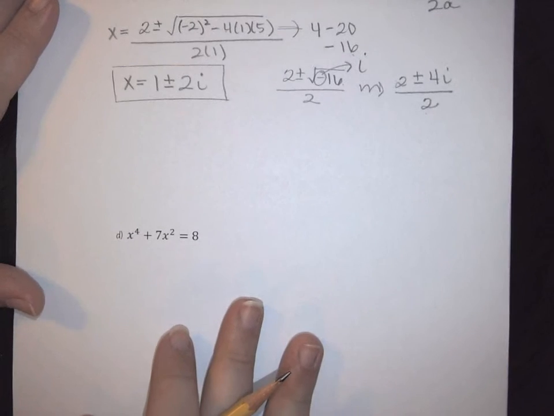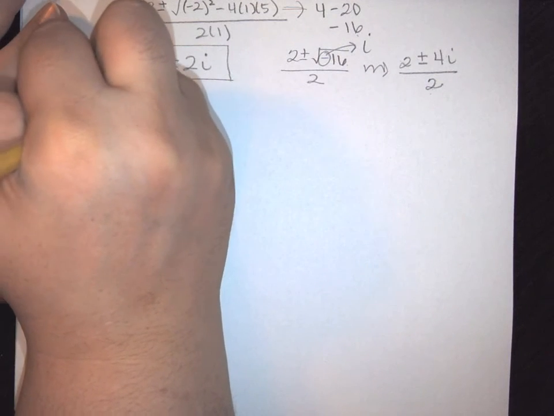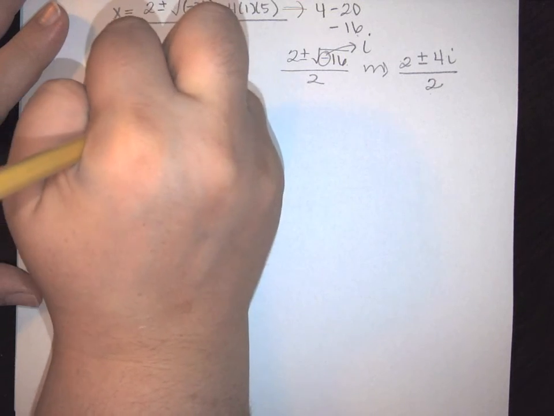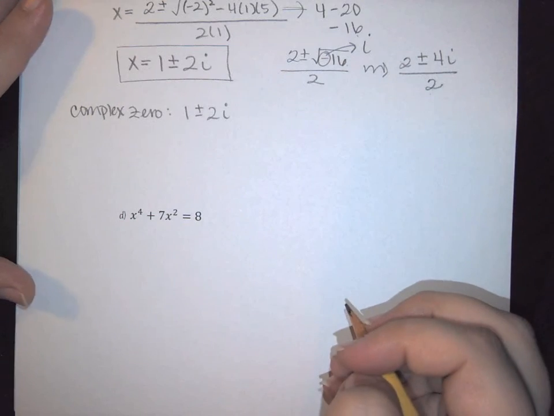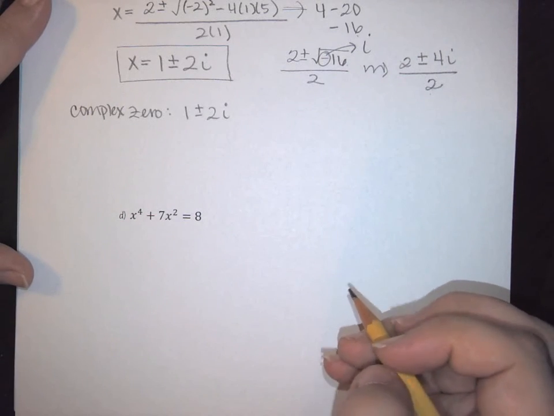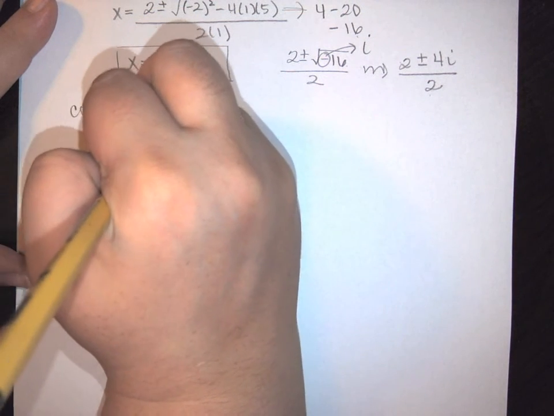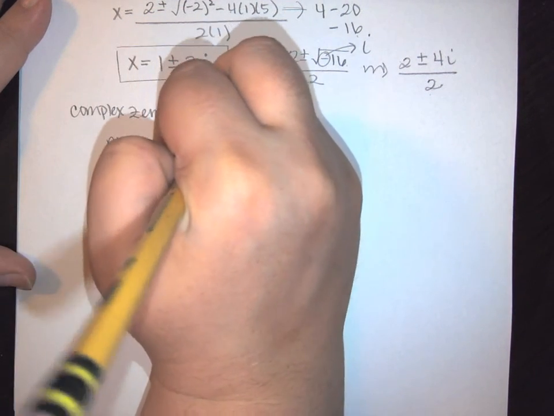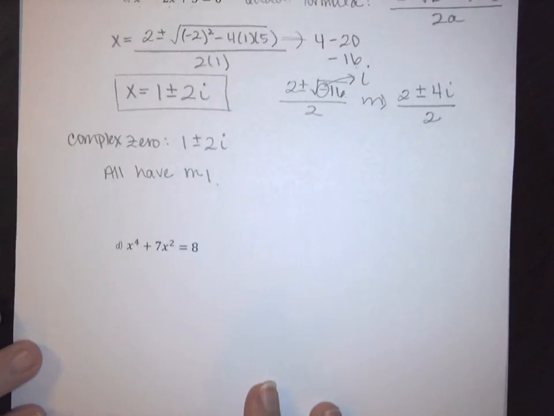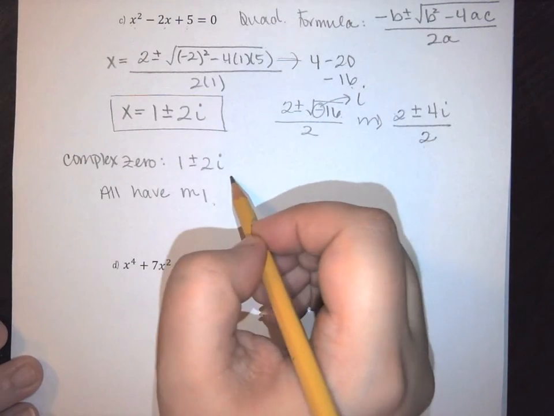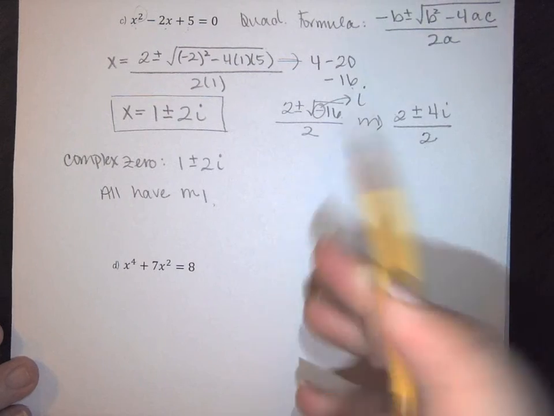Okay. So in this case, we have what are called complex zeros. Here we have complex zeros, and that is 1 plus or minus 2i. With that, it also means that they all have a multiplicity of 1, because each zero only occurs once. Now how do I know that? Because this is quadratic, and a quadratic can only have 2 zeros to begin with.